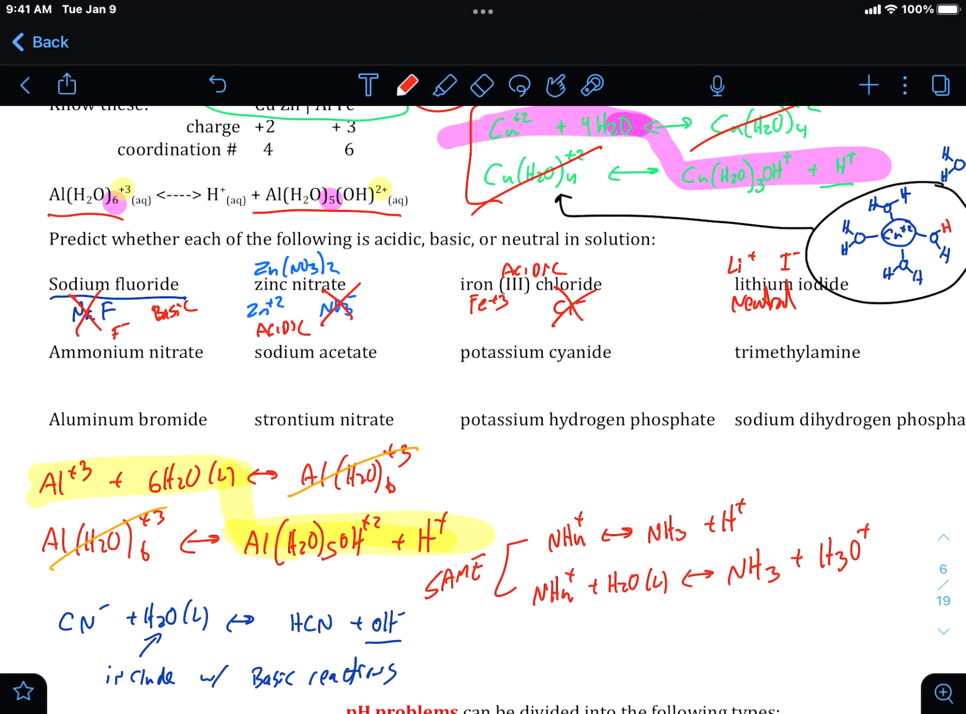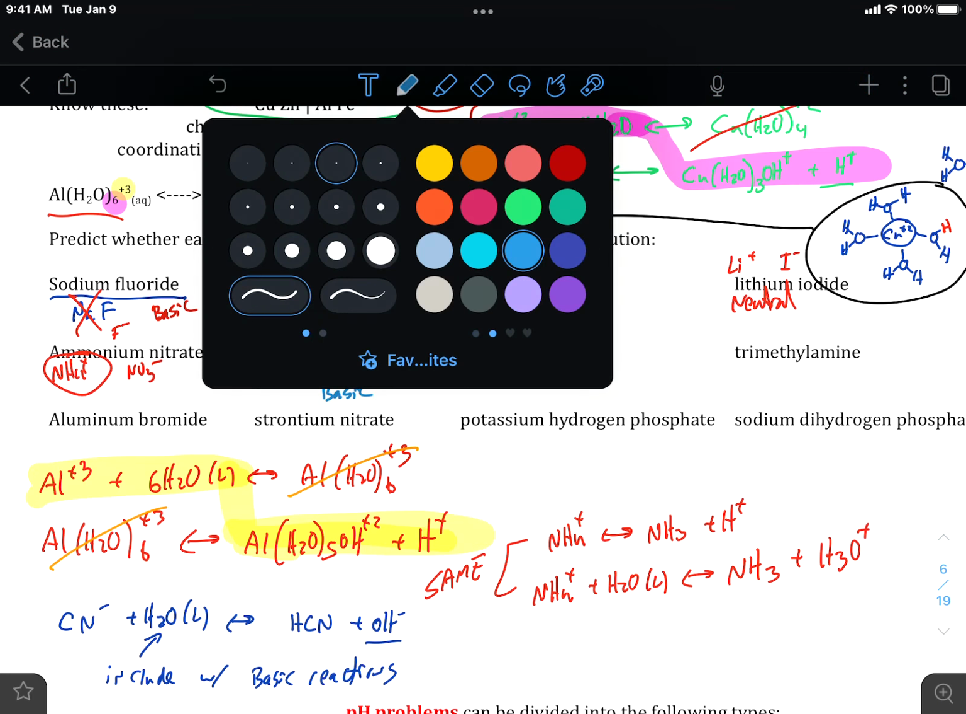Okay, ammonium nitrate. NH4 plus, NO3 minus. Will this be acidic or basic or neutral? This will be acidic, because NH4 plus, ammonium, is a weak acid. Sodium acetate. Let's change colors up here. Sodium acetate, Na plus, C2H3O2 minus. Will this be acidic or basic? What do you think? Yeah, it's going to be basic. We can rule out sodium. And that's a negative ion, so therefore this is basic.